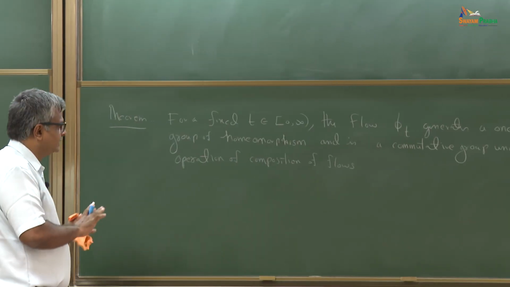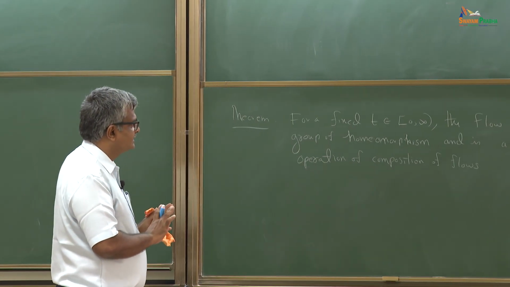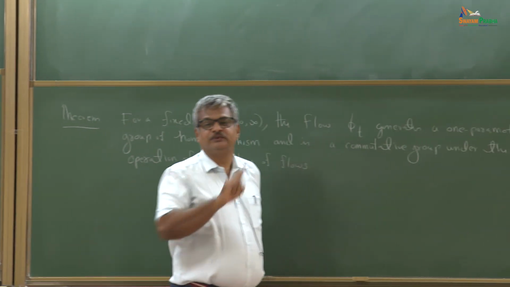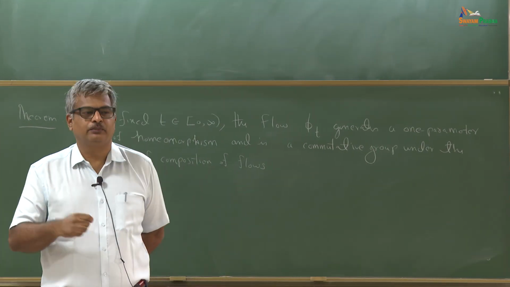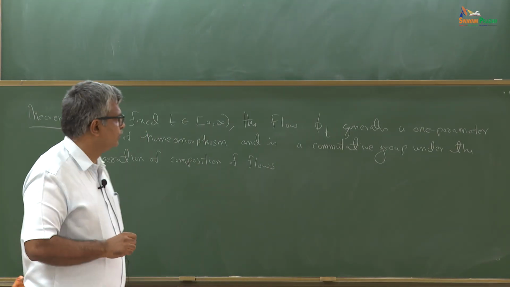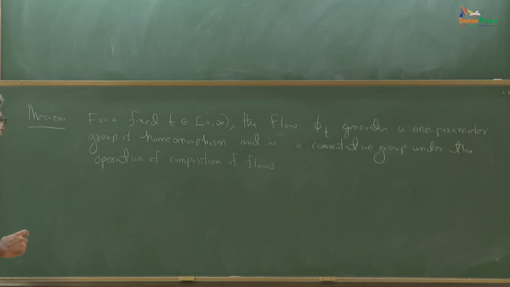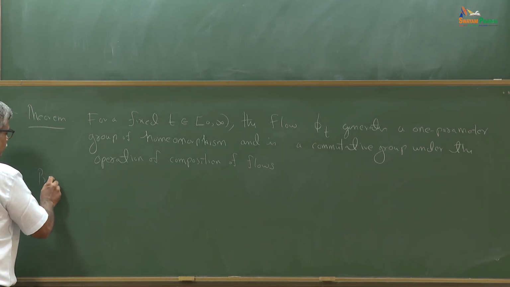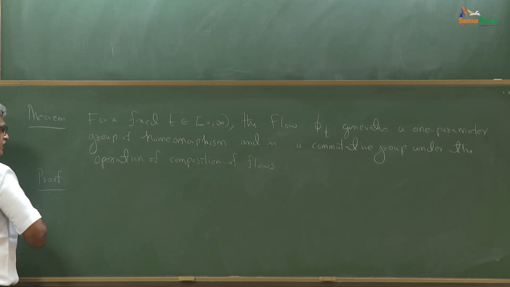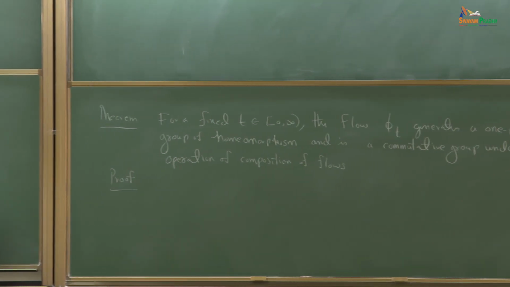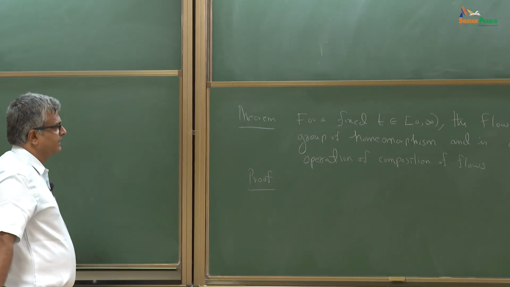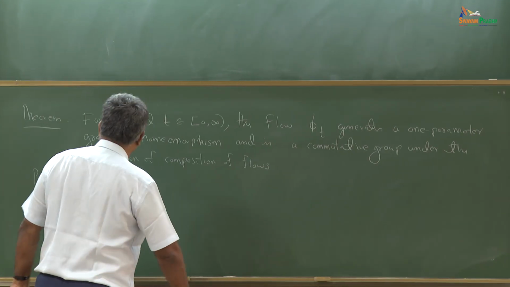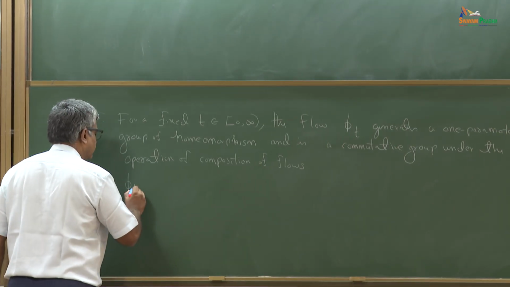I'll just give a little bit of the gist, which captures the group property, axiom 3, and how that helps you in the proof. So let us see some of the aspects of the proof. As I said, the proof is very easy. All that you need to do is just write it down. So let me first show that phi t is a homeomorphism.